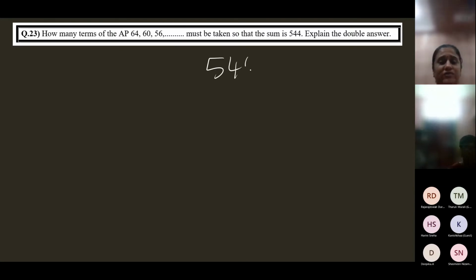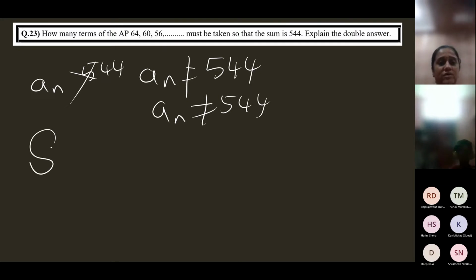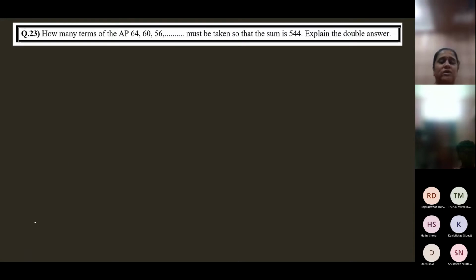544 is not a term of the AP. An is not 544. An means a term of the AP is 544. An will mean some particular term of the AP is 544. No, 544 is not a term of the AP. The sum of first, how many terms we don't know, is 544. So Sn is equal to 544. If you can write that, that's it.